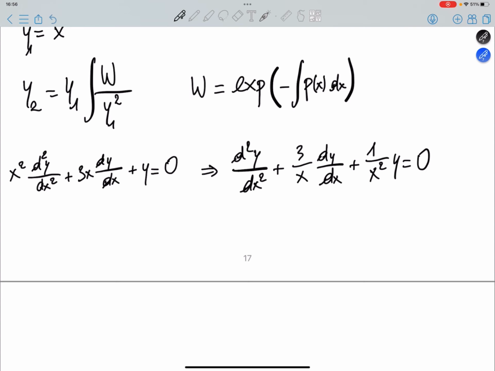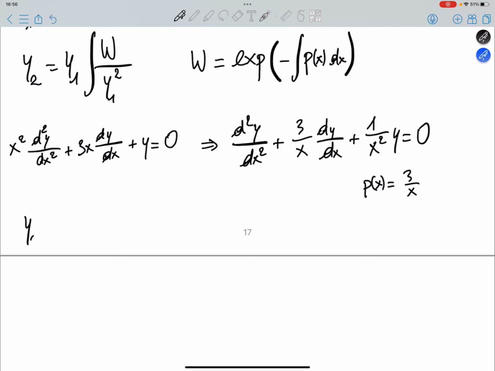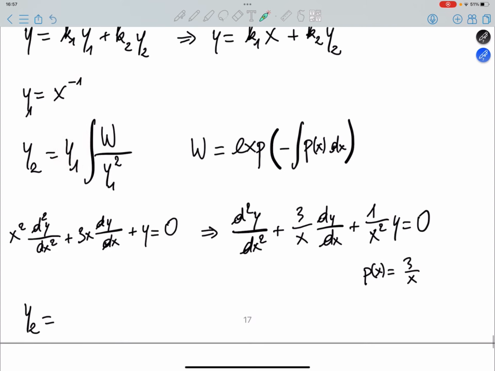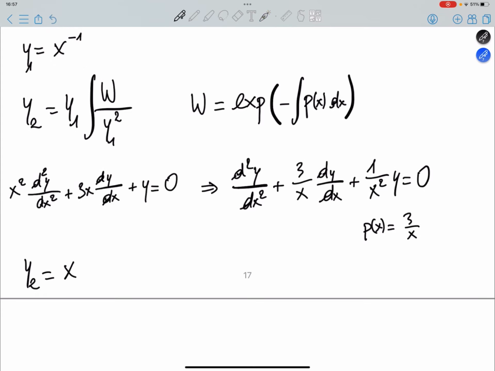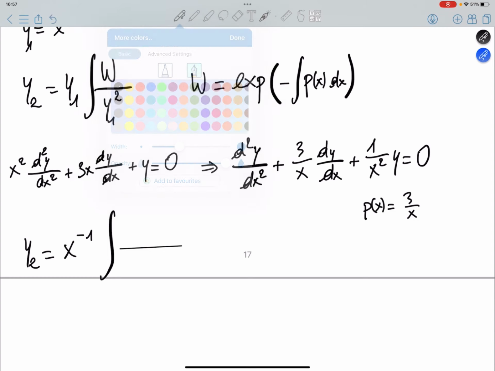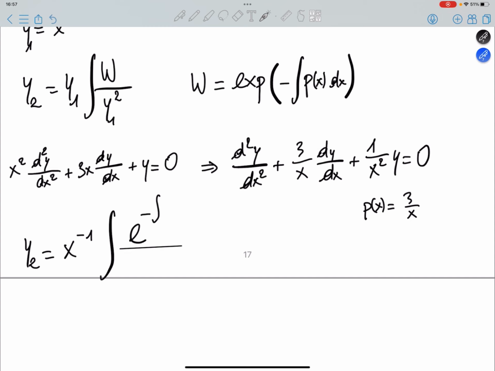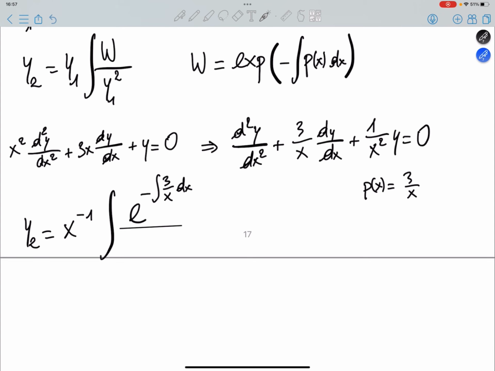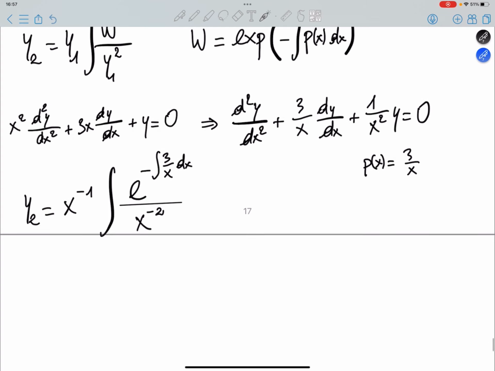So in this case, our p of x is equal to 3 over x, which is the coefficient of our dy dx, right? So our y2 is going to be equal to y1 that we already know, which is x to the power minus 1, integral of our w is this one here, right? And we know p of x, so our w is going to be equal to e to the power minus integral of p of x, which is 3 over x dx, right? And on the bottom we have y1 squared, so x to the power minus 1 squared, so minus 2, right? So this is our y2.